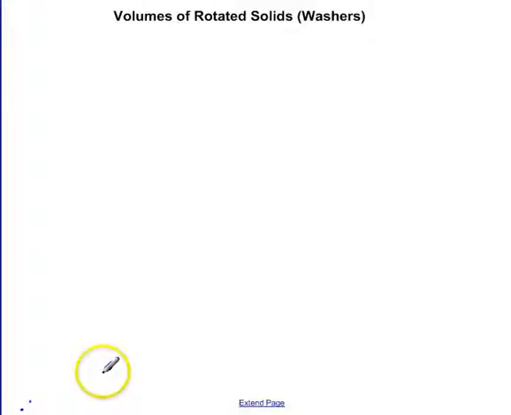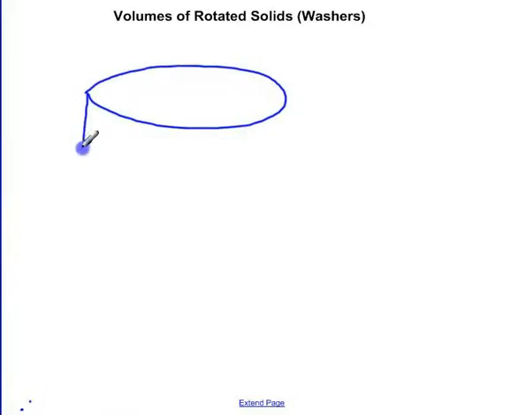In this screencast, we're going to learn how we use calculus to calculate the volumes of rotated solids when they have empty space in the middle. So instead of a solid disk, we're going to get a washer. And a washer is a disk like that with a hole in the middle.